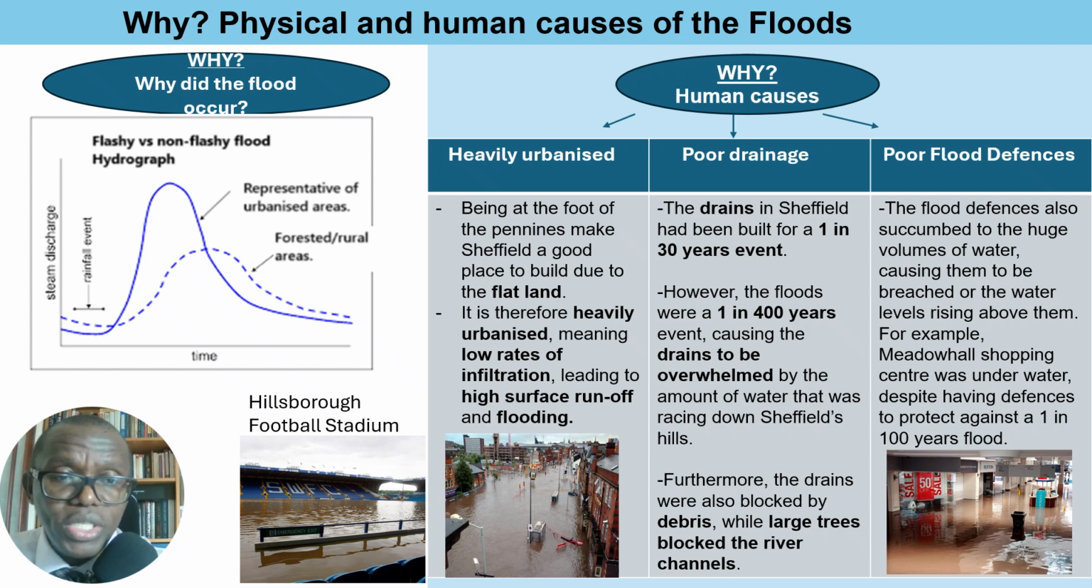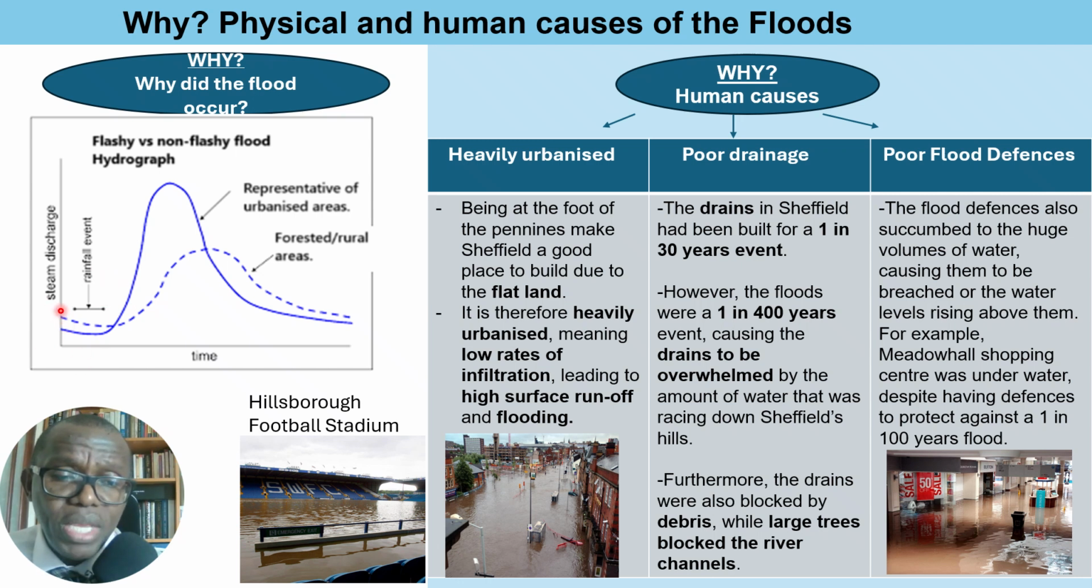Now, the other thing that I've put here is the flood hydrograph, and I'd like to quickly discuss it in the context of Sheffield, and in the context also of human causes of flooding. Now, when an area is urbanized, you will have a flood hydrograph that will rise very steeply. So the bars for the rainfall should ideally be here on this flood hydrograph. This particular one does not show the rainfall event, but they should be here.